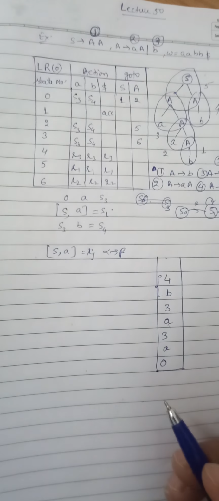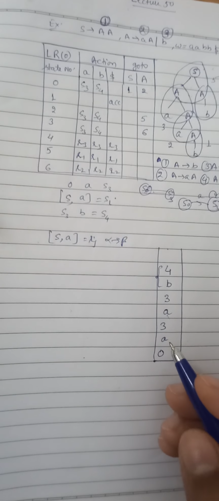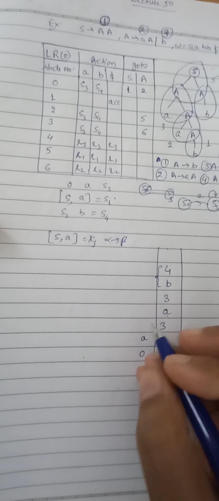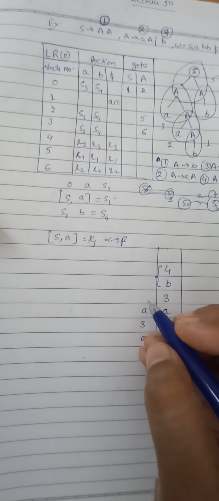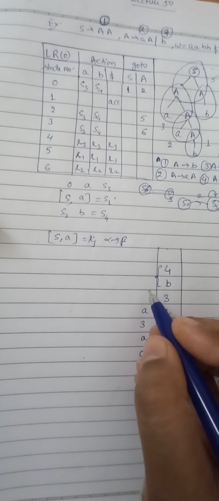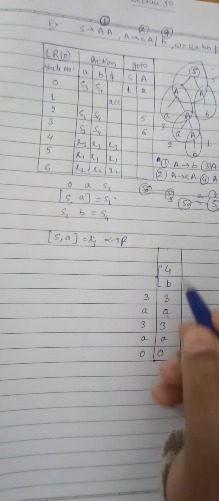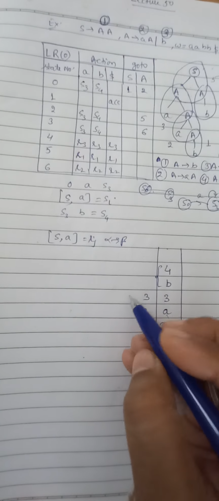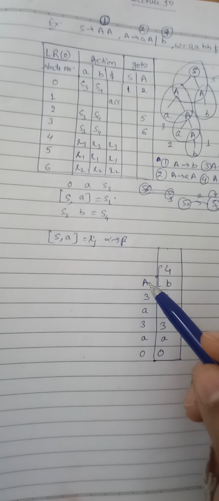So this state is doing reduction here, so we will write the reduction. How does it go? AA will remain the same, and this A3 also remains the same, but we are doing the reduction for A tends to B. So instead of that, what will come here? A will come here.